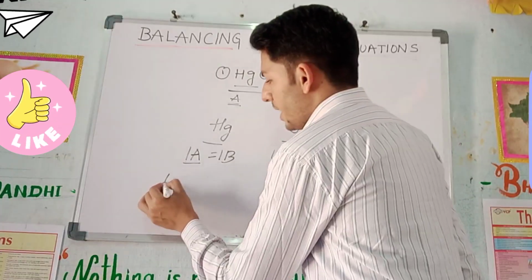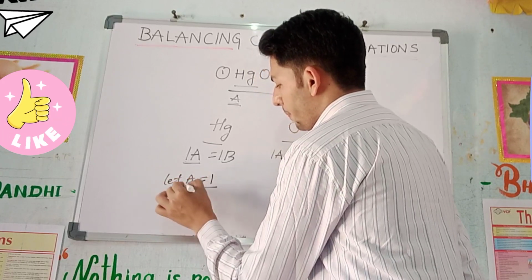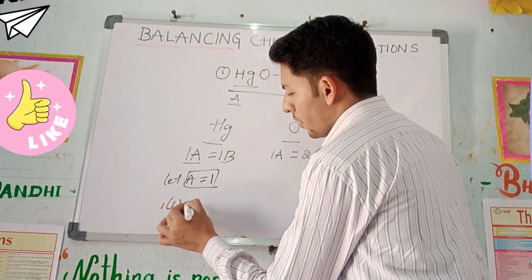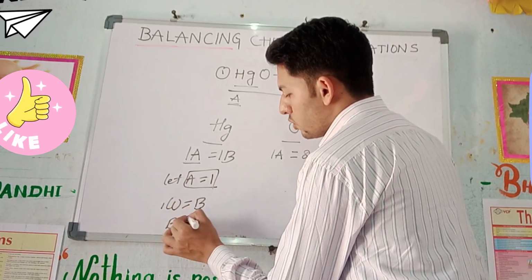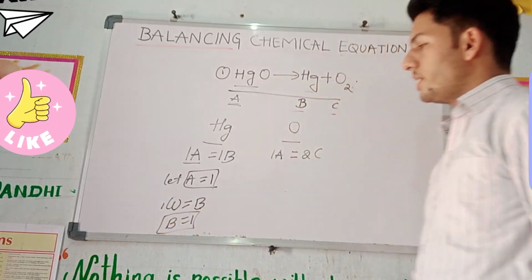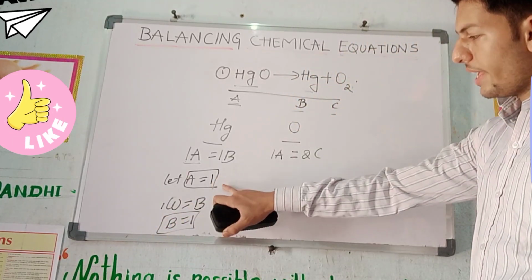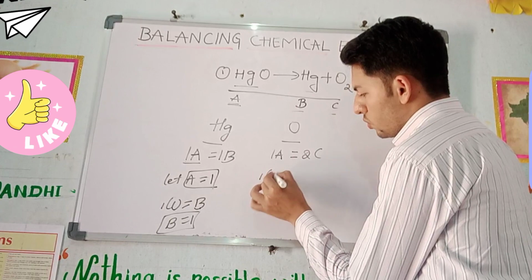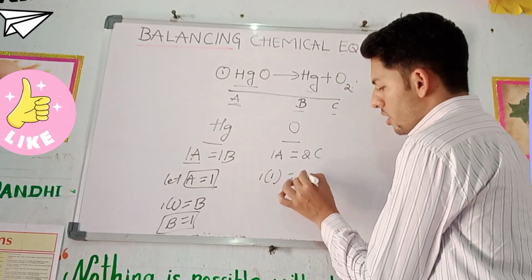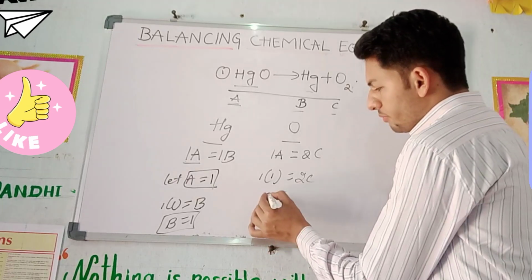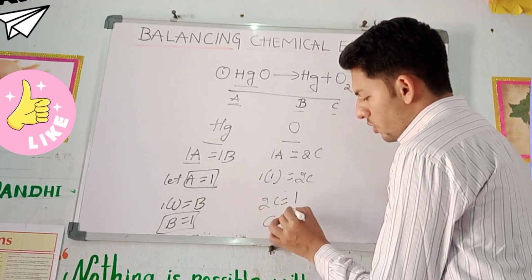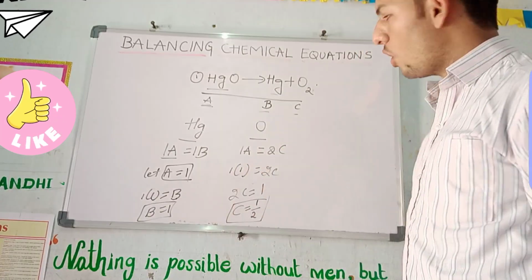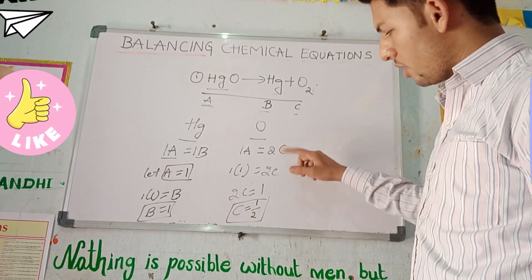Let's check it. Let A equal 1. Substituting A equals 1, we get B equals 1. Now let's solve the other equation too. We know that A equals 1 is 2C. Then 2C equals 1, and the C value is 1 by 2. We divided the equation into three parts, and now we have the A value, B value, and C value.